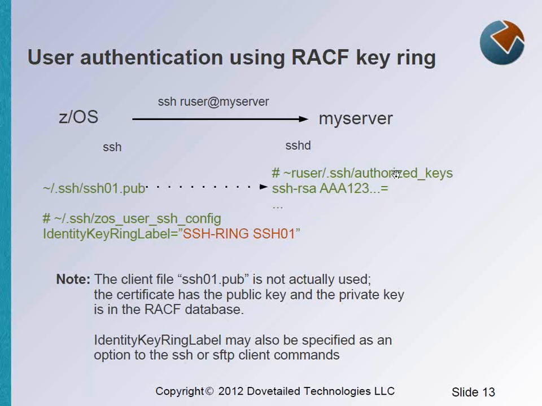Now, if the target system doesn't have an authorized key, it's going to fail that. It's going to go on and prompt me for a password or try a different key or something. But I can automatically use it anytime I want if I set it up this way. Now, this identity keyring label, you can also specify on the command line for an SSH or SFTP command. I could specify it on the command line if I wanted to use a different keyring or a different certificate for each connection or something like that.